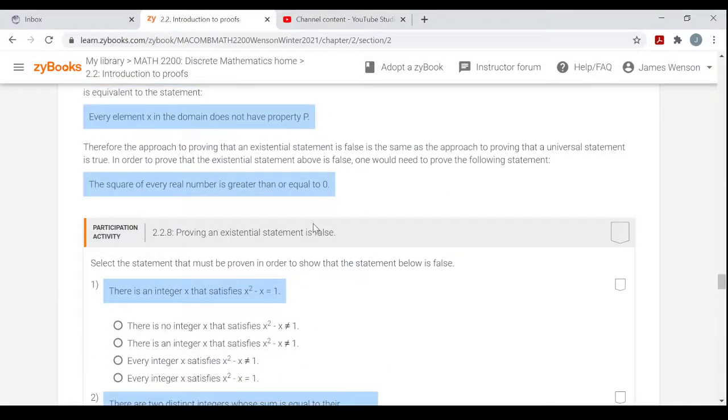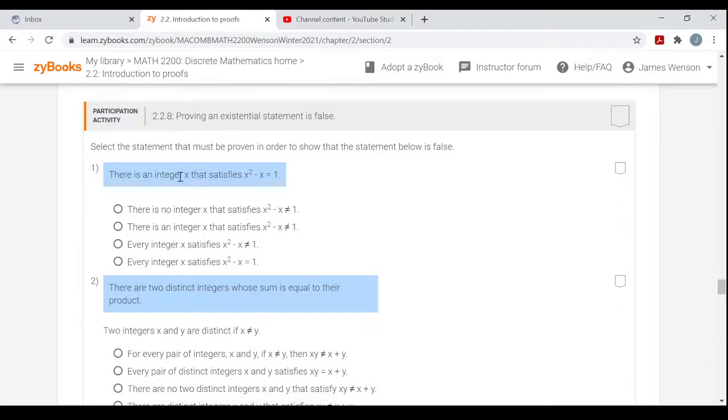So they give you some examples here. Let me just go to the participation activity again. You do the reading. Select the statement that must be proven in order to show that the statement below is false. So you're trying to show that this is false. There is an integer x that satisfies this property: x squared minus x equals 1. So to show that this is false, you'd have to show that the opposite of it is true.